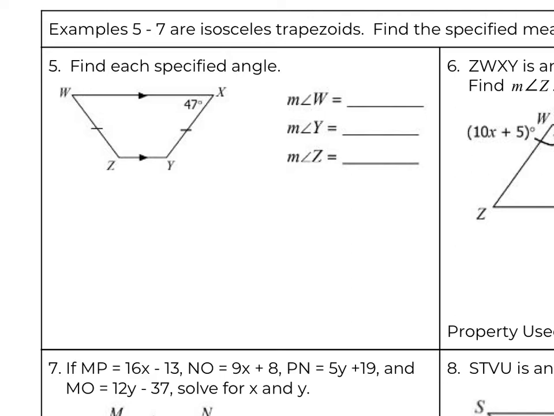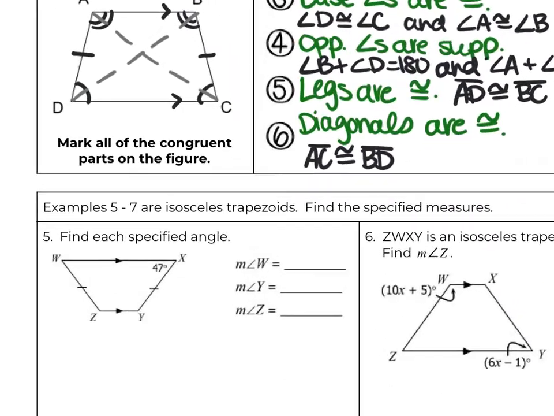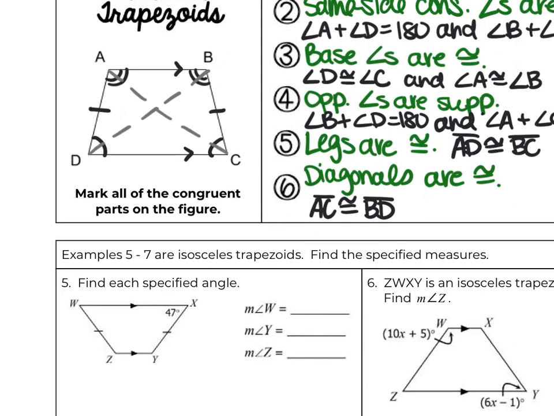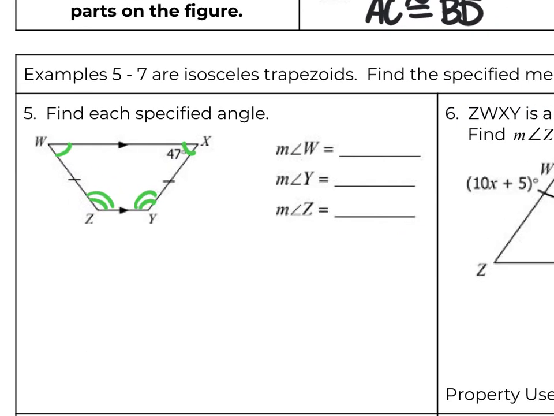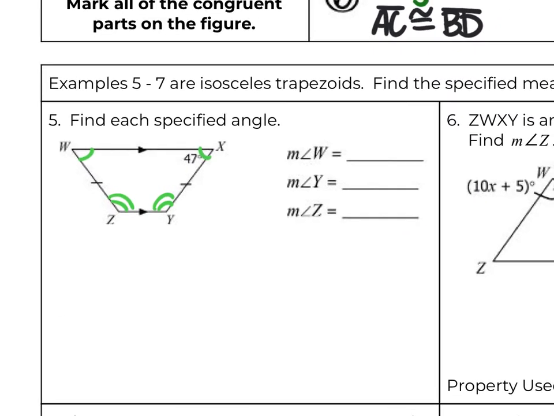But all right, so angle W we're looking for. If it helps you, you can look at our figure here and mark what's congruent to start. Like, okay, these two are congruent to each other, and these two, and they already marked the legs for us. So W is congruent to X, so W is 47 degrees.